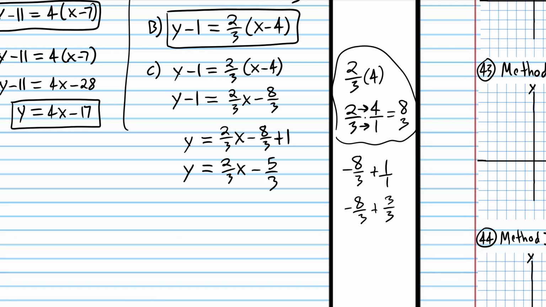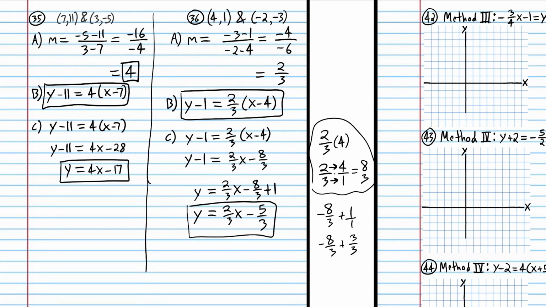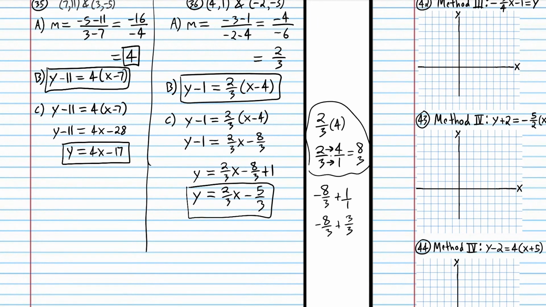Because negative 8 plus 3 is negative 5. And we just keep that fraction there. So that part C there was a little weird, but if you got the right answer, good job. If you didn't, that's okay. Just figure out what you did wrong. And on to the next problem.